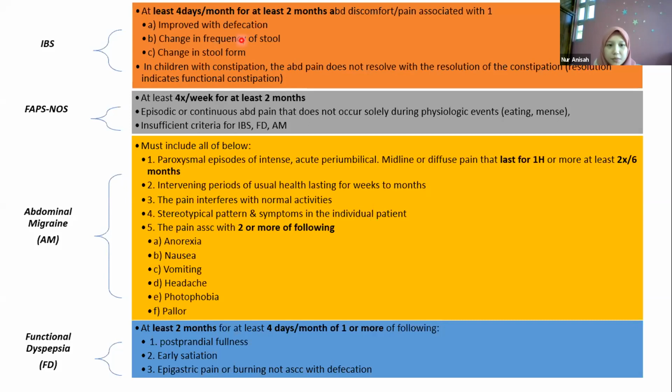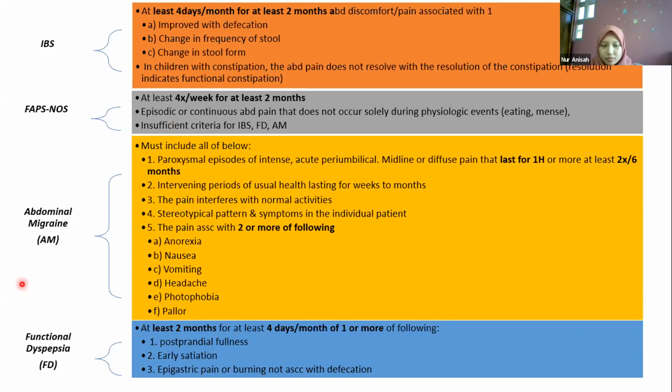And for abdominal migraine, it must include all of the below. First is paroxysmal episodes of intense acute periumbilical, midline or diffuse pain lasting 1 hour or more, at least 2 times over the 6-month duration. Second is intervening periods of usual health, lasting for weeks to months. Third, the pain interferes with normal activity. The intervening period of usual health lasting for weeks to months is the same as the normal migraine that happens at the head. And the fourth is stereotypical pattern and symptoms in the individual patient. The last is the pain associated with 2 or more of the following: anorexia, nausea, vomiting, headache, photophobia, or pallor.